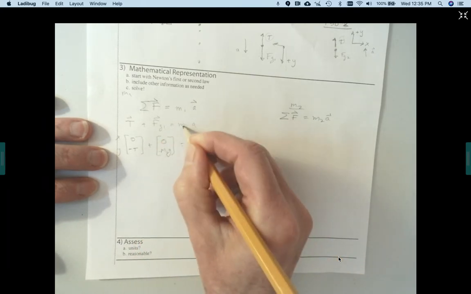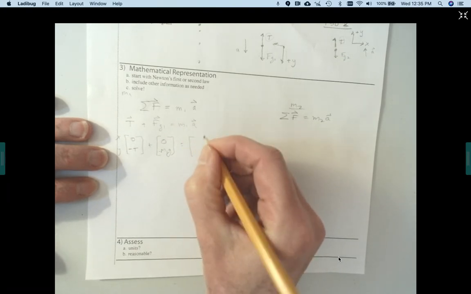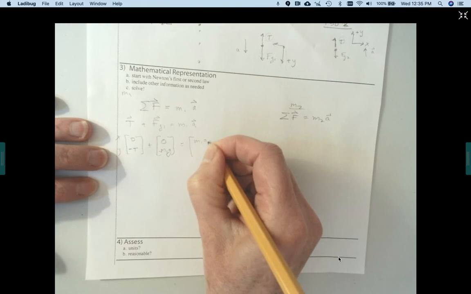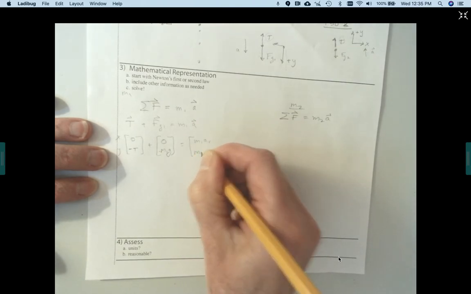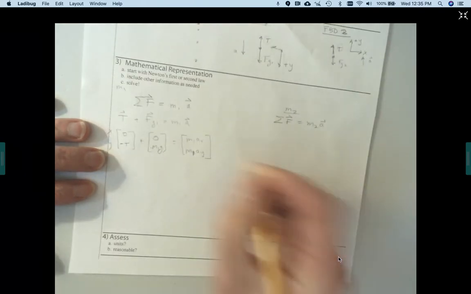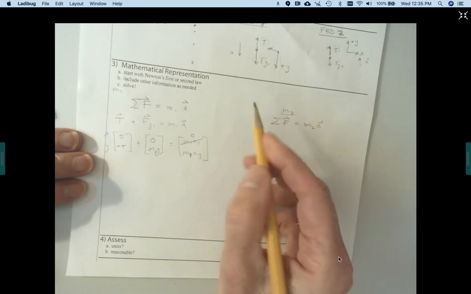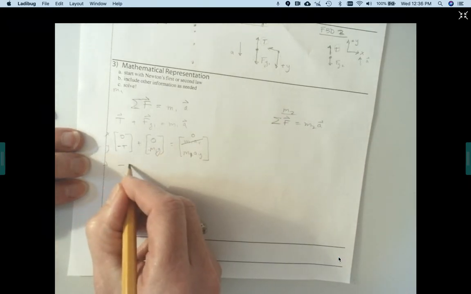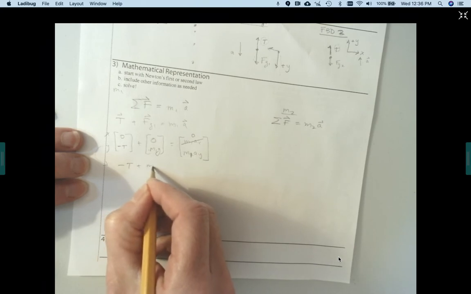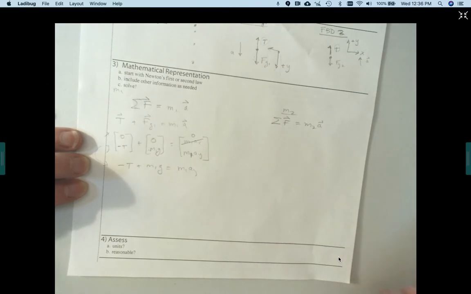And then this is a scalar. Sorry, I didn't put the vector in there. So this just can get distributed in. So it's M1AX and M1AY. Okay, there is no acceleration in the X direction. So now I can just bring down my Y equation. So I get negative T plus M1G equals M1AY.